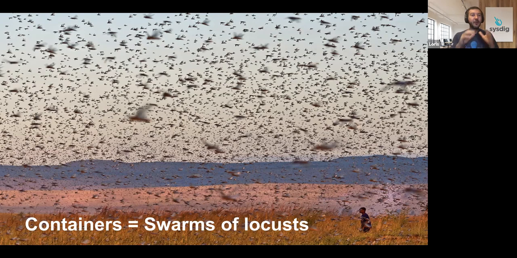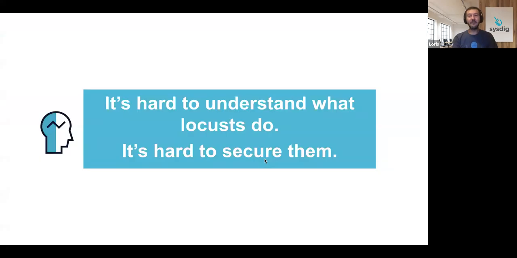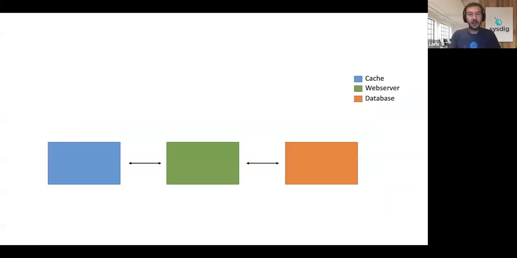They cannot be approached on a one-by-one basis, it's almost counterproductive. And by the way, if you are not careful about what you do with them, they can be very dangerous and you can get in trouble. So welcome to the era of locusts. And of course, as we move to locusts, there are problems that we have to solve, right? It's harder to understand what locusts do, and it's definitely potentially harder to secure them.